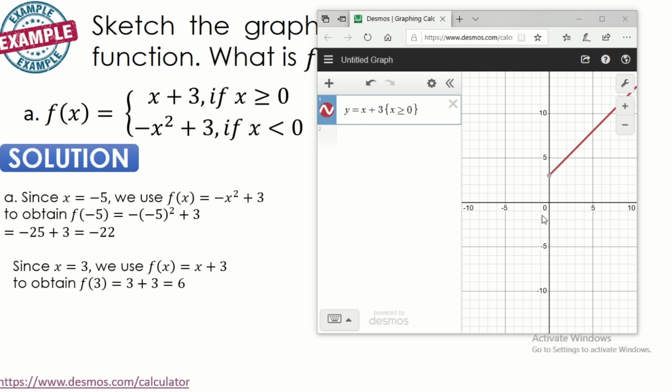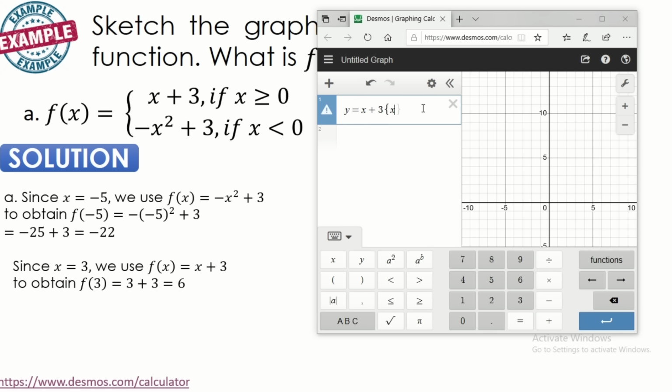Ito lang yung magiging graph niya kasi particular siya dun sa ang value lang dapat ng x ay greater than or equal to 0. Pero kapag wala yung restriction, tingnan natin yung graph niya. So, straight line siya. Y is equal to x plus 3. Since may restriction tayo na kailangan yung x natin ay greater than or equal to 0 lang dapat, ganyan yung graph niya.